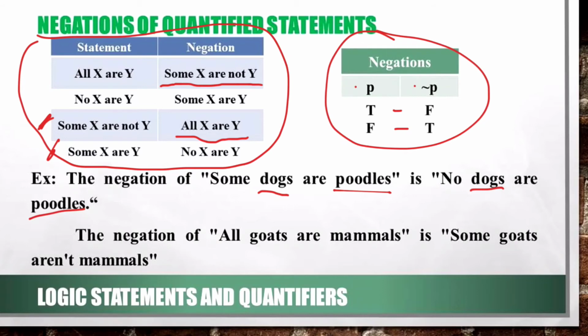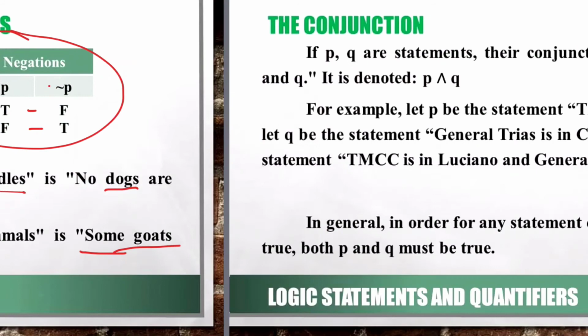So, notice that the sentence is constructed by simply changing its truth value, from true to false for one statement. The negation of all goats are mammals is some goats aren't mammals. So, all goats, all x are y, is replaced by some x are not y, some goats aren't mammals. So, that is what we call negations.